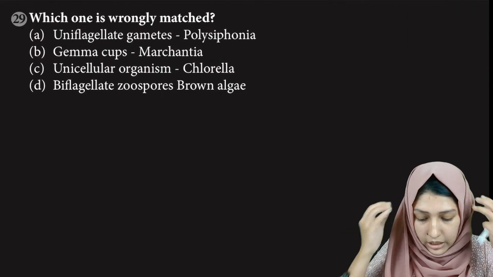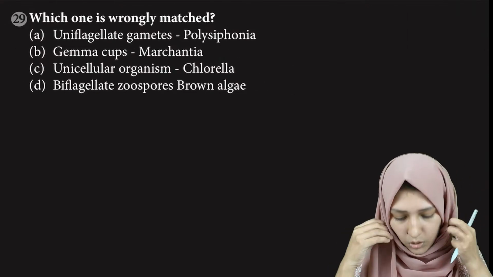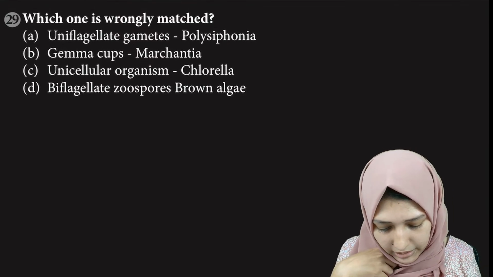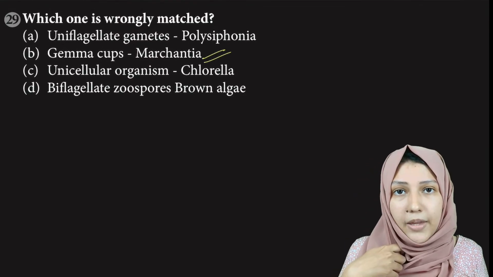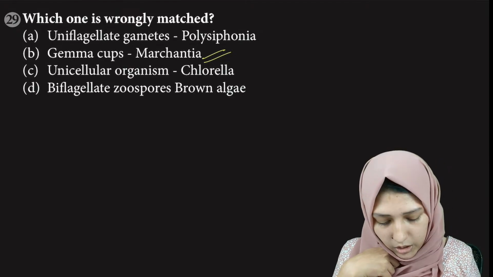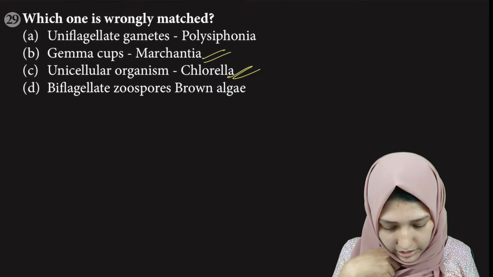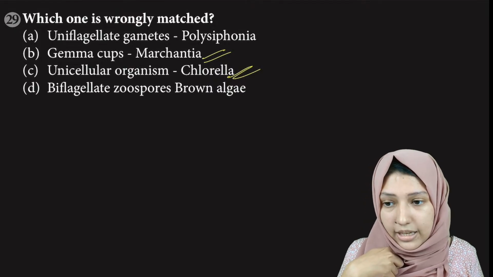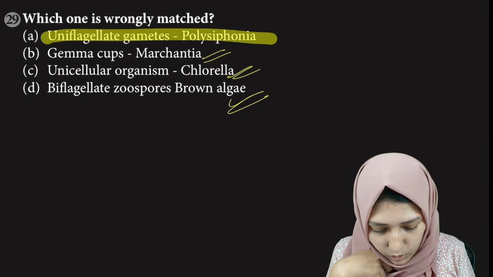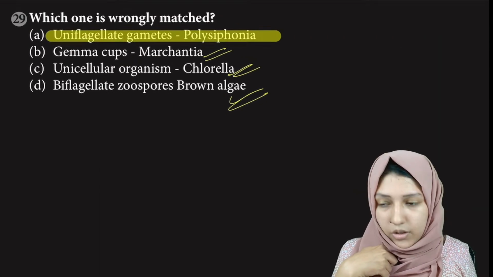Now coming to the next question. Which one of the following is wrongly matched? Uniflagellated gametes, Polysiphonia; Gemma cups, Marchantia, because it is a bryophyte. Unicellular organism, Chlorella. This is also right. Biflagellate zoospores are seen in brown algae. This is also right. So the wrong answer is uniflagellate gametes, Polysiphonia.